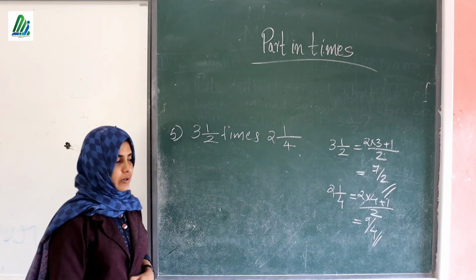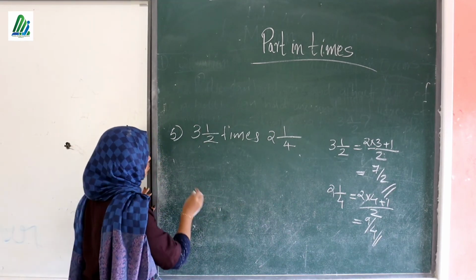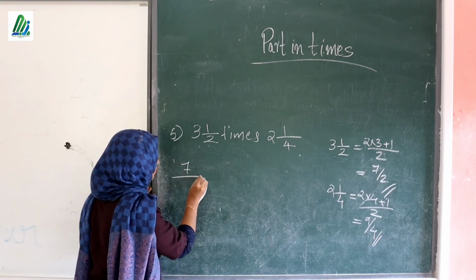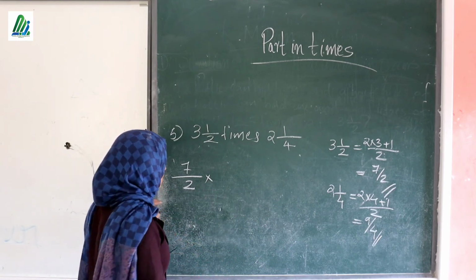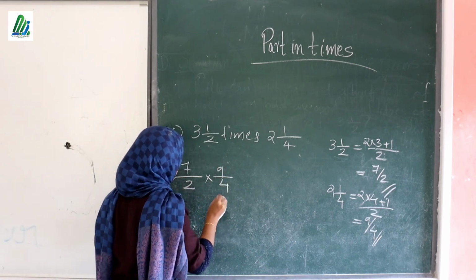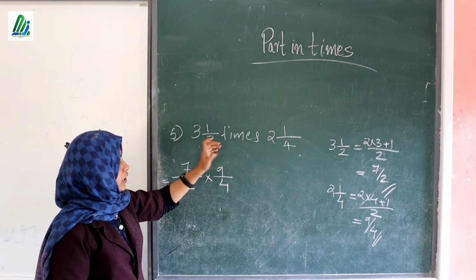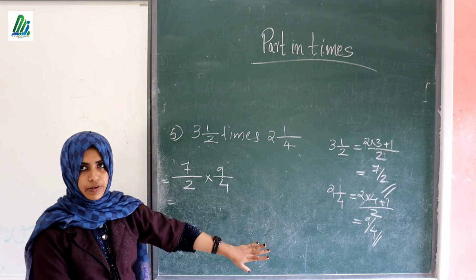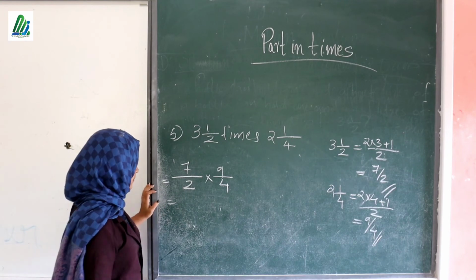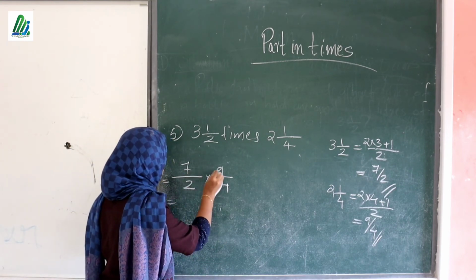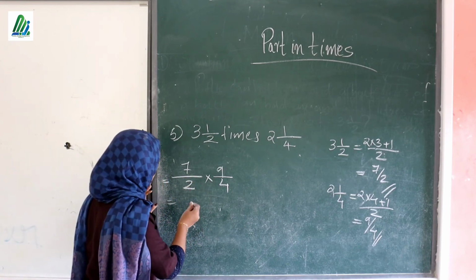So 3 1 by 2 means 7 by 2, and 2 1 by 4 means 9 by 4. Okay, so we just multiply. First we convert 3 1 by 2 and 2 1 by 4 and we get 7 by 2 and 9 by 4, and multiply 7 by 2 and 9 by 4. So what is 9 into 7? 9 into 7 is 63.